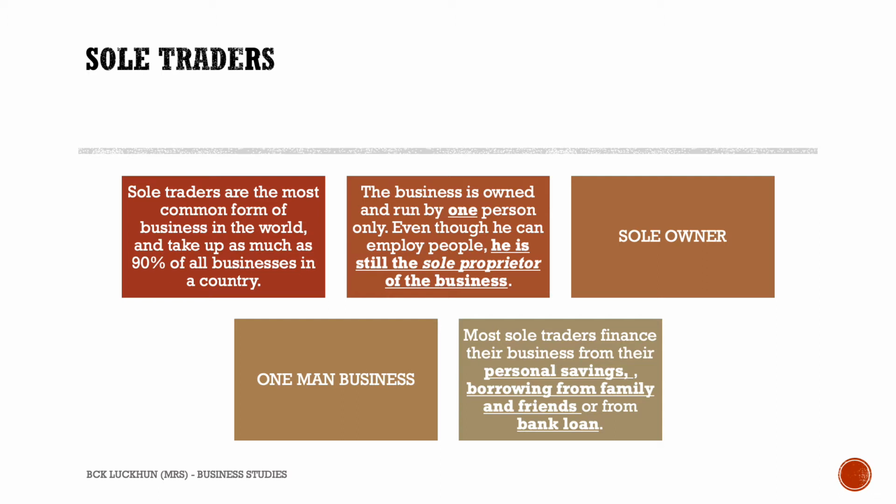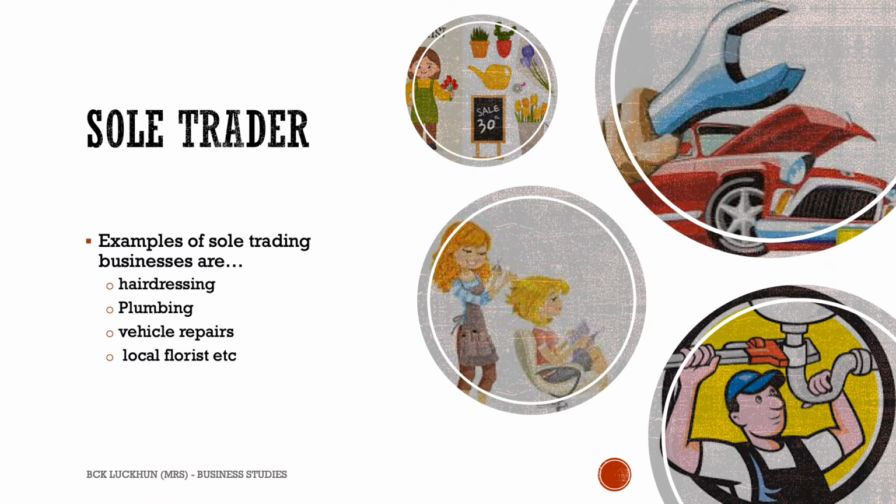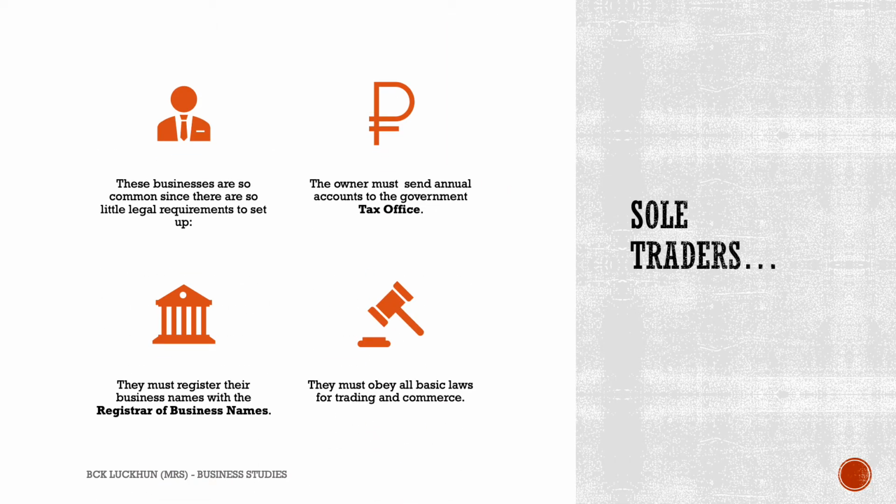Most sole traders finance their business from their personal savings, borrowing from family and friends, or from bank loans. Examples of sole trading businesses are hairdressing, plumbing, vehicle repairs, and the local florists. Sole traders' businesses are so common since there are so few legal requirements to set up. A sole trader must register their business name with the registrar of business names. The owner must also send their annual accounts to the government tax office. And lastly, they must obey all basic laws for trading and commerce.